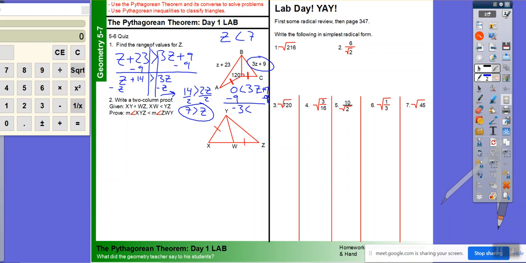Wait, I thought z is greater than -3. Well, you can't have a negative side length. But if we have -1 for z, 3 times -1 is -3. -3 plus 9 is still a positive, right? So z can be negative, but the side length cannot. So divide both sides by 3. So z has to be greater than -3. Right.